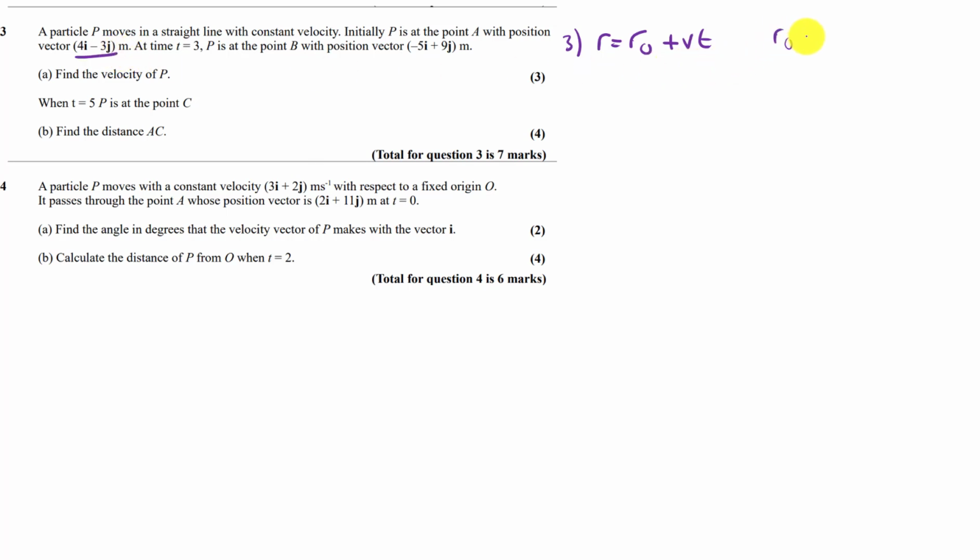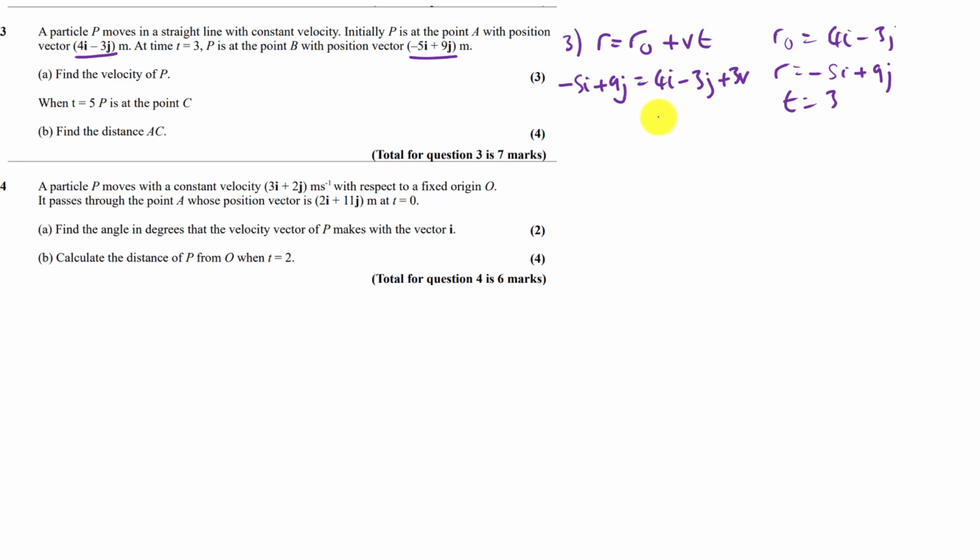So that's r0, 4i minus 3j, that's where it's starting. At time t, well, that's where it ends up. And t equals 3. Right, good stuff. And we just substitute those in. So minus 5i plus 9j equals 4i minus 3j plus 3v.